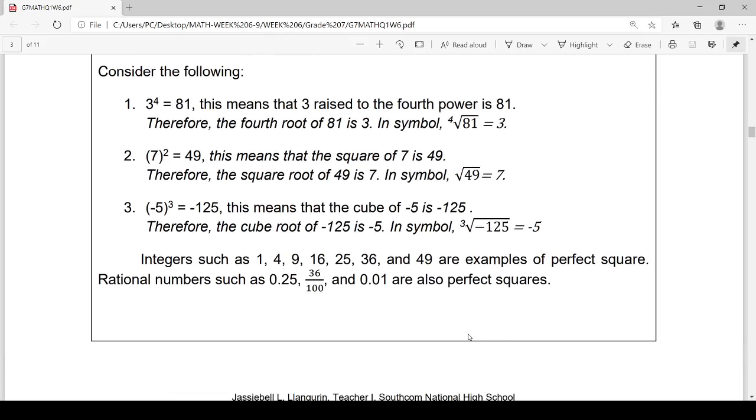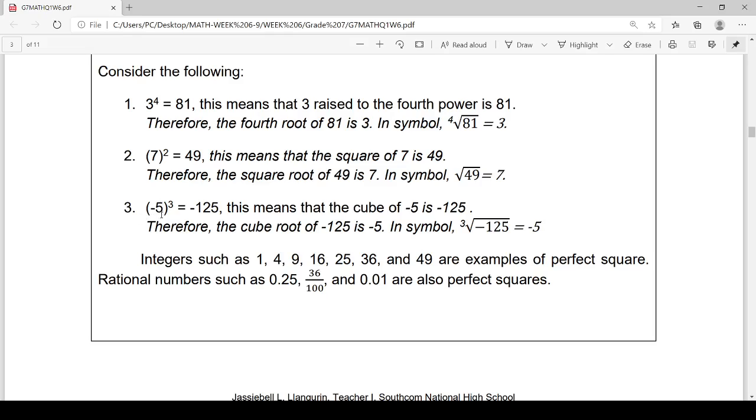So consider the following. We have 3 raised to 4 is 81. This means that 3 raised to the 4th power is 81. Therefore, the 4th root of 81 is 3. In symbol, we have 4th root of 81, and that is 3. 7 squared is 49. This means that the square of 7 is 49. Therefore, the square root of 49 is 7. In symbol, we have square root of 49 is 7.